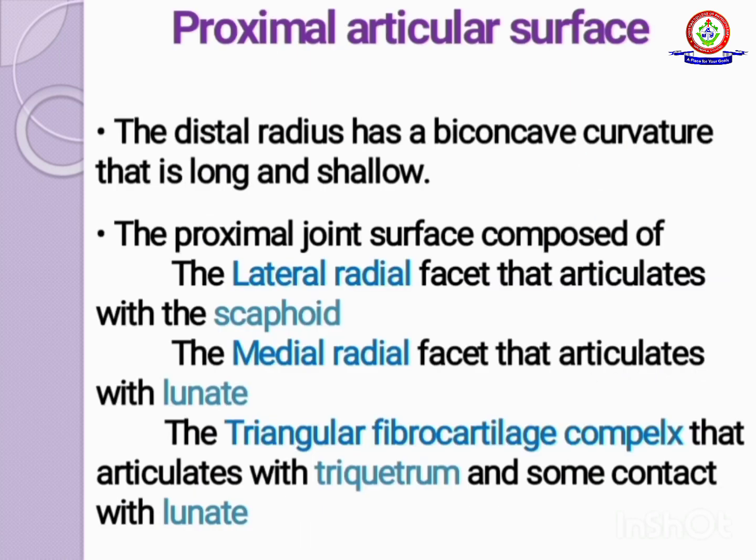Proximal articular surface. The distal radius has a biconcave curvature that is long and shallow. The proximal joint surface is composed of the lateral radial facet, the medial radial facet and a triangular fibrocartilage complex. The lateral radial facet articulates with the scaphoid, the medial radial facet articulates with the lunate, and the triangular fibrocartilage complex articulates with the triquetrum and has some contact with the lunate.